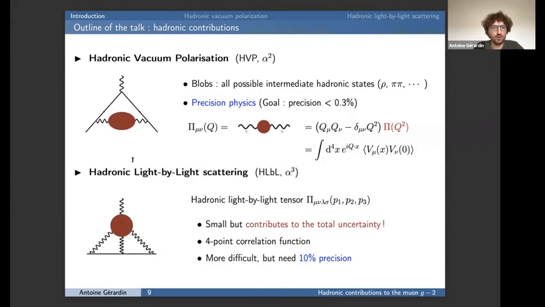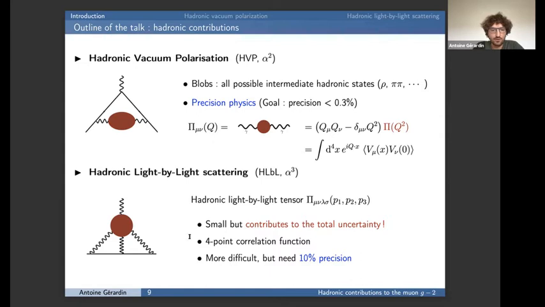Okay, so here I show again these two hadronic contributions. For the hadronic vacuum polarization, what we want is a precision of a few per mil, so basically 0.2, 0.3%. This is what makes this calculation very challenging. And for the hadronic light-by-light, it is a much more difficult calculation because we have to consider the full hadronic light-by-light tensor, which means that, first, we have more Lorentz indices, but we also have more momenta, which means that, for example, it is more difficult to disentangle what are the low and high momenta contributions.